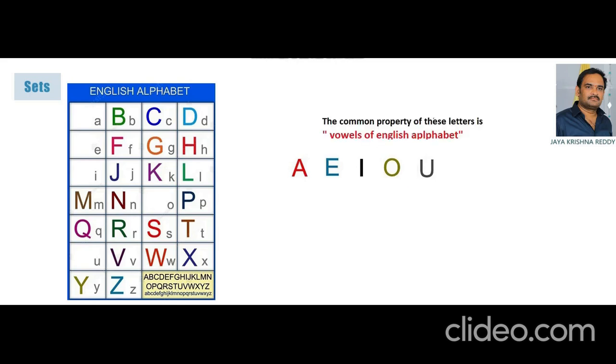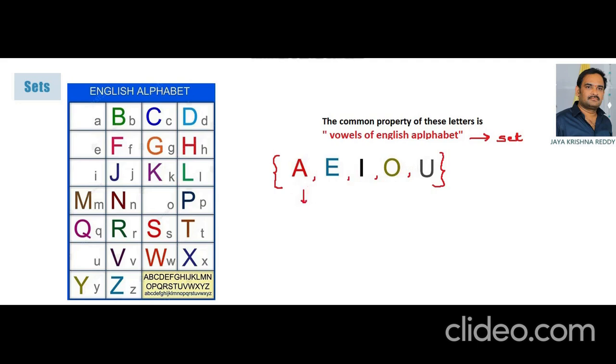So can you identify what is the common property or common rule behind the collection of these 5 letters? The common property of these 5 letters is that they are the vowels of the English alphabet. So we have collected these letters with a common property, and we can say this collection of 5 letters is a set. Vowels of the English alphabet is a set, and we can write it in braces and separate each element of this set with commas.